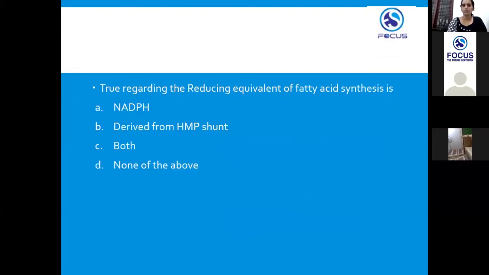Now, we'll discuss a few questions based on fatty acid synthesis and beta oxidation. True regarding the reducing equivalent of fatty acid synthesis is: in fatty acid synthesis, which is the reducing equivalent used? It is NADPH, which is derived from the HMP shunt, and hence the answer is option C, both of the above.